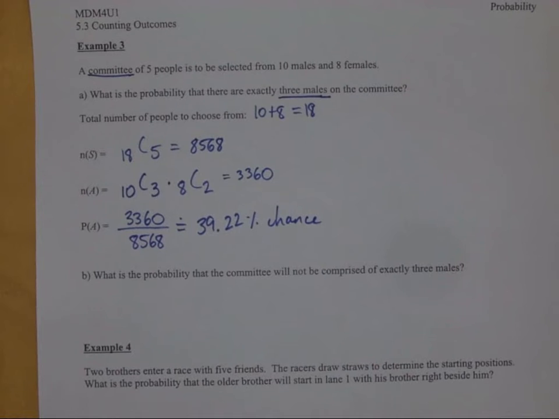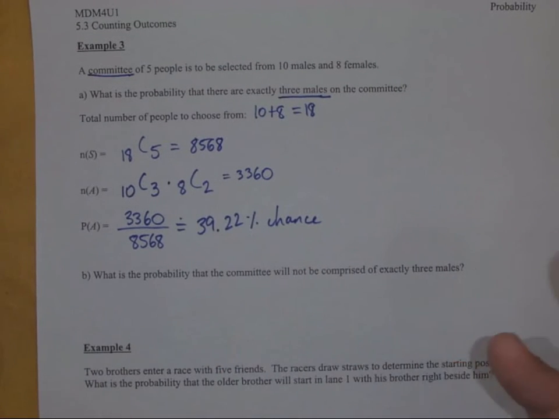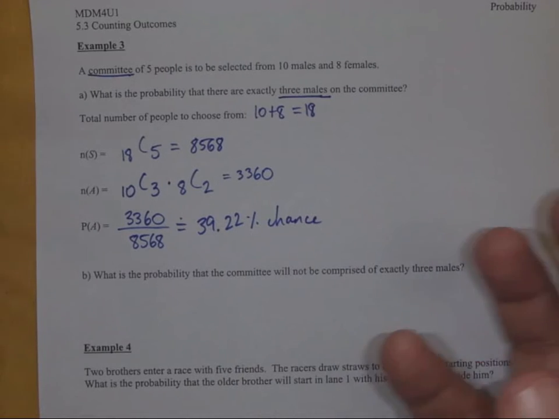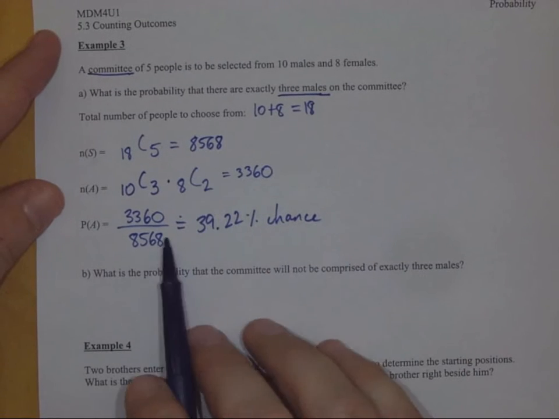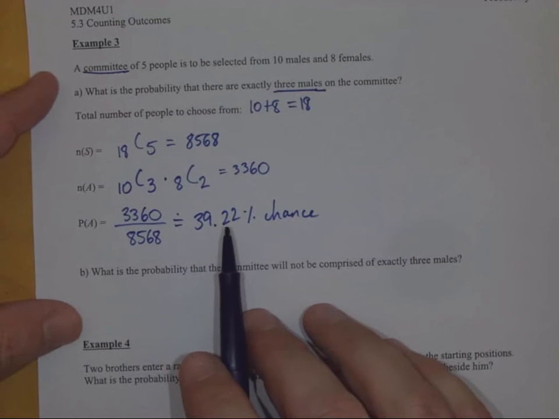I hope you like that question. I do, because that's a really great example of everything we learned over the last 2 units combining together to allow us to calculate that probability. So here we have the probability of exactly 3 males on the committee.